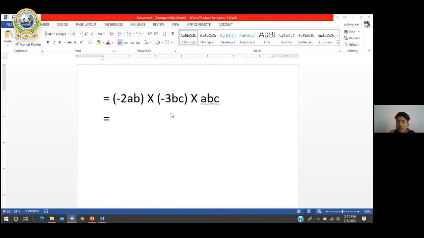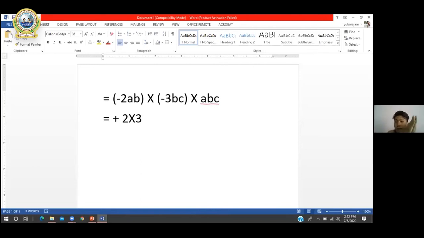I'm getting sound disturbance, can you please mute your mic? So we have plus here. The next thing we do is multiply the coefficients. Right? We have already discussed it so many times. There are only 2 coefficients there, 2 and 3. So we multiply 2 times 3.